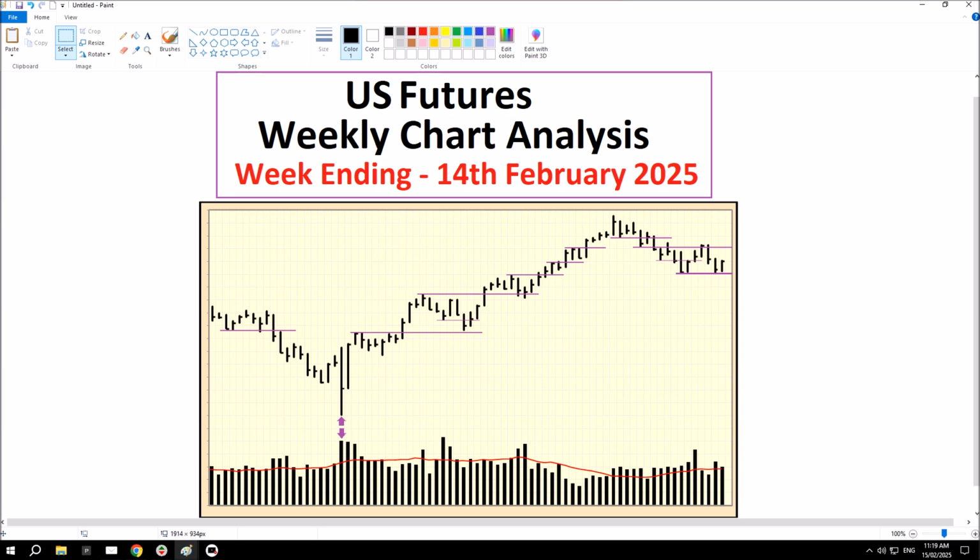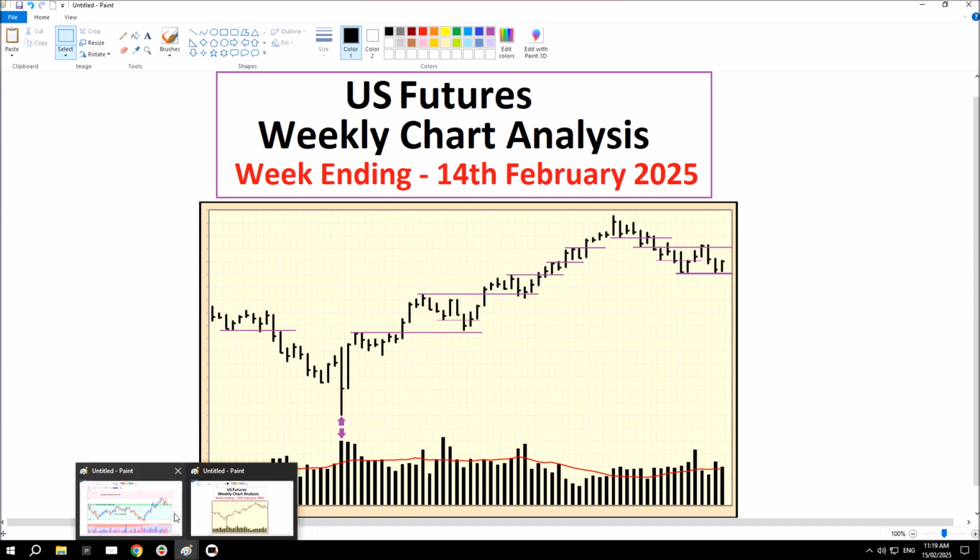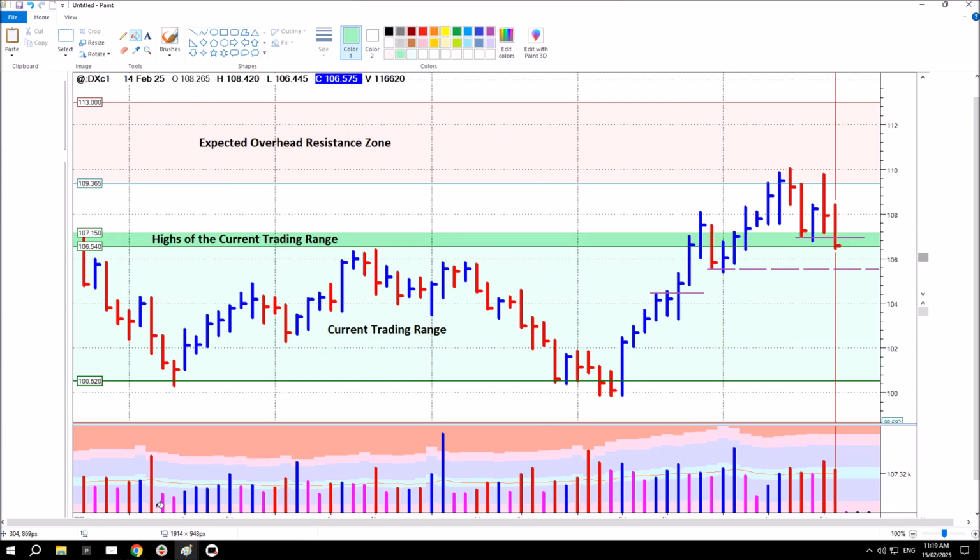This is the US Futures weekly chart analysis for the week ending 14th of February 2025. First chart is the US dollar index futures. You can see that price closed slightly lower this week.